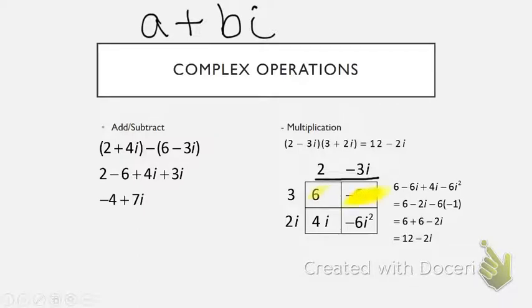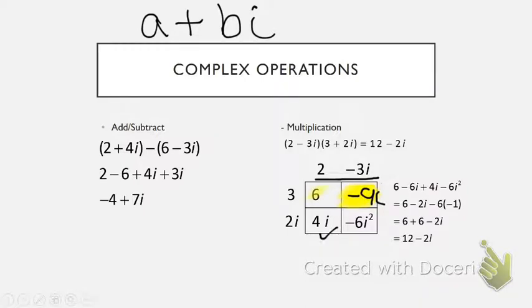This should not be a negative 6i. What should this be? This should be a negative 9i. Let me see if I can figure out how to erase while I'm doing this. But this should be a negative 9, i, to be more exact. This should become a negative 9i. All right? And then this is 4i.